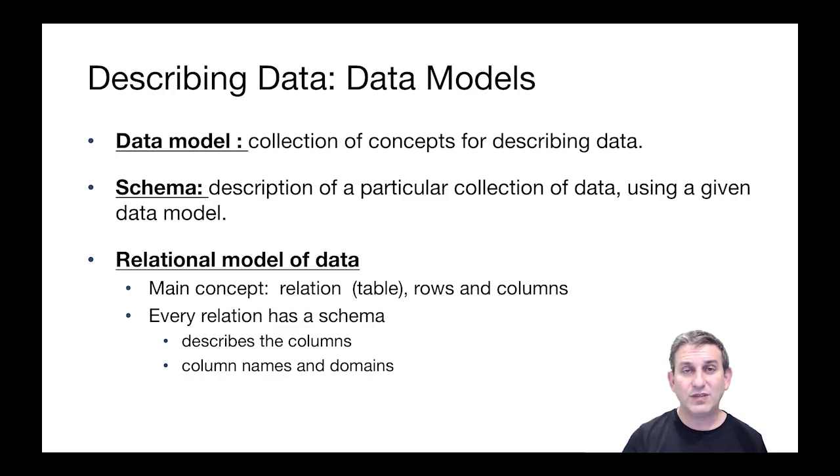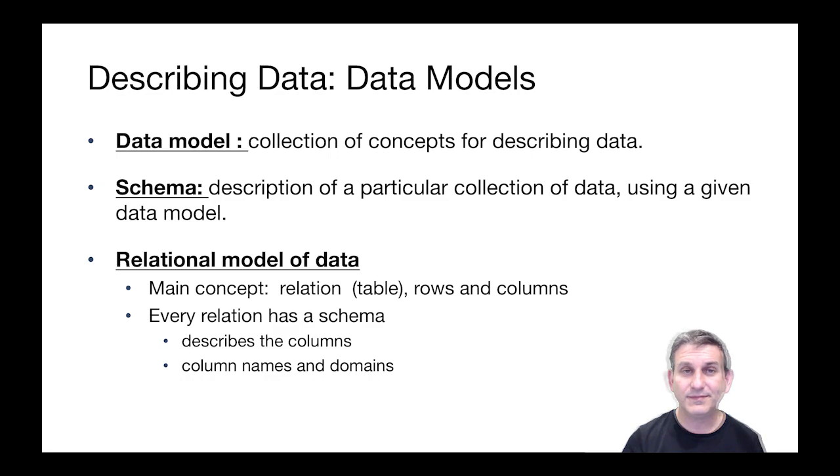We've been mostly focused in this class on the relational model of data, although we did spend some time also on an information retrieval model of textual data. But in the relational model of data, the main concept obviously is the relation, or the table, which has rows and columns. Every relation has a schema which describes the columns. It includes the names of the columns, the domains or types of the columns, and the order in which the columns should appear.